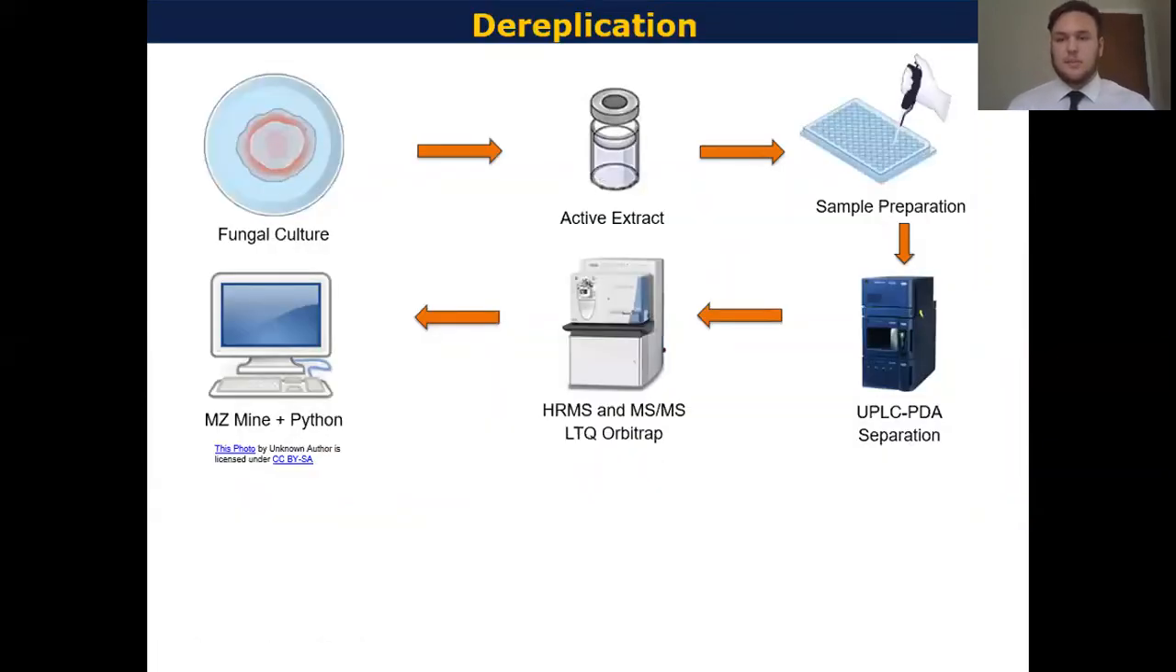On the previous slide, I talked about a process called dereplication. The purpose of dereplication is to recognize and eliminate from consideration active substances that we have already studied in our lab. We do this by comparing the mass data collected from the high-res mass spectrometer, as seen here, the LTQ Orbitrap, and we can compare the high-res mass data from our sample to the high-res mass data of samples that we have previously isolated. And if they contain compounds that we have studied before, we typically don't prioritize those, and we work with something that we have not discovered before.